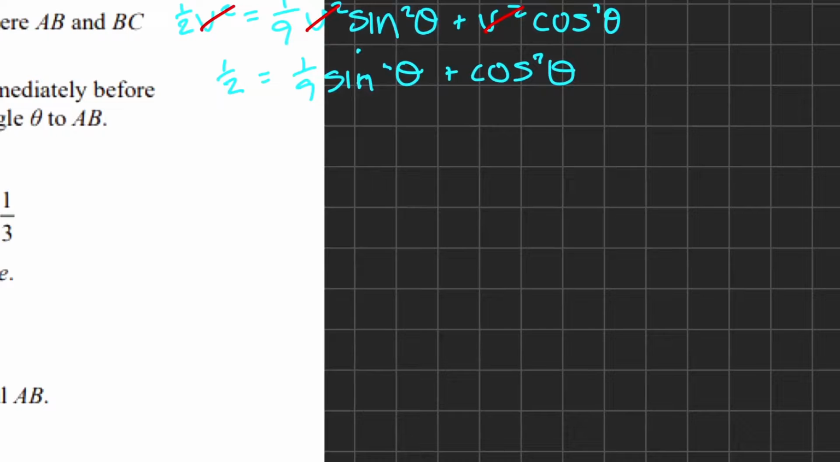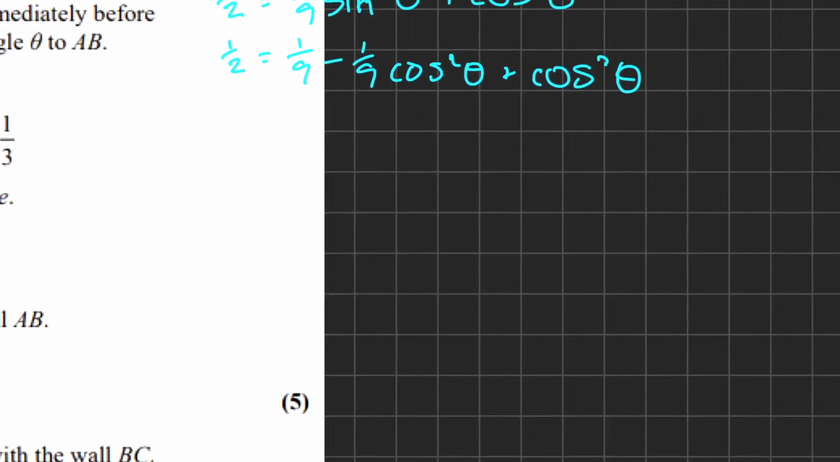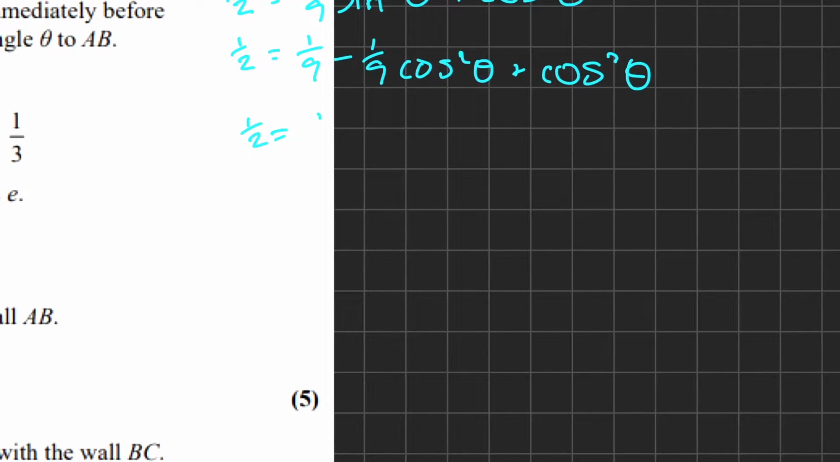And we will turn that sine squared theta into a 1 minus cos squared theta. So we get a half equals a ninth minus a ninth cos squared theta plus cos squared theta. So we get a half equals a ninth plus 8 over 9 cos squared theta.